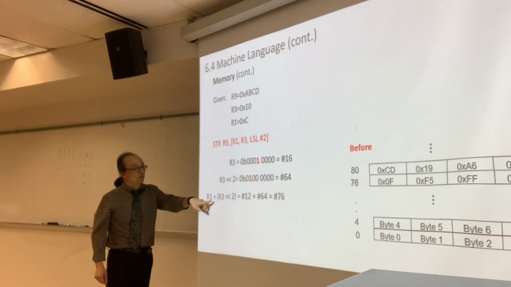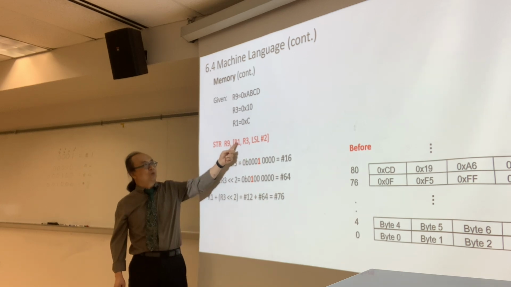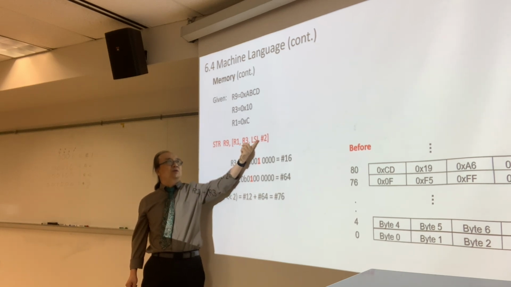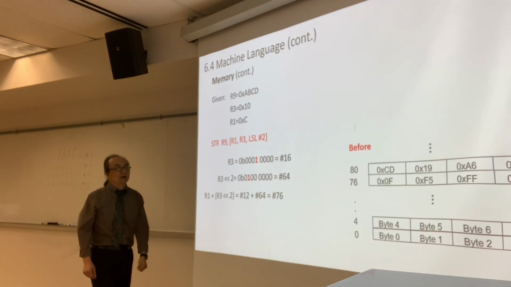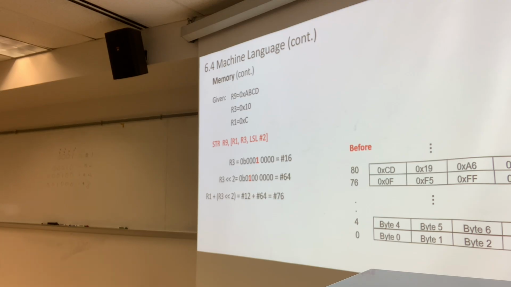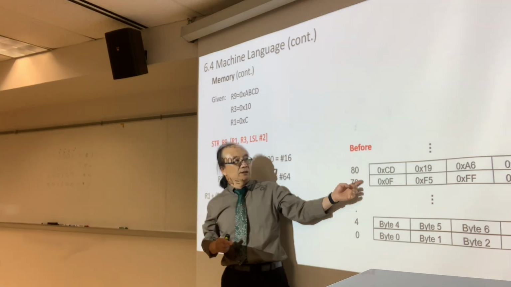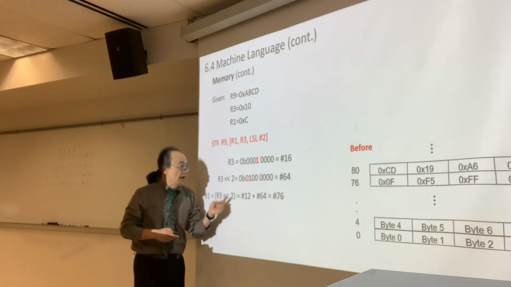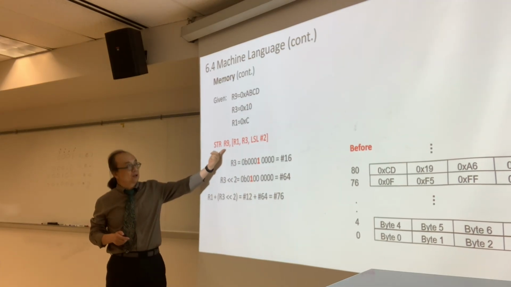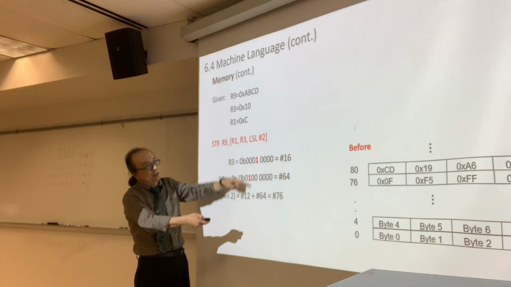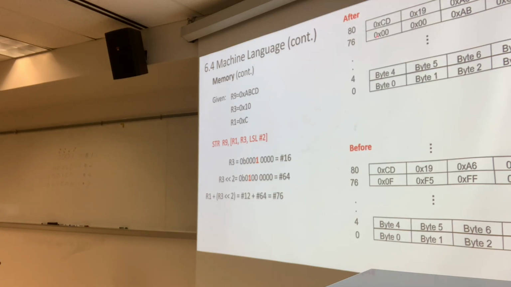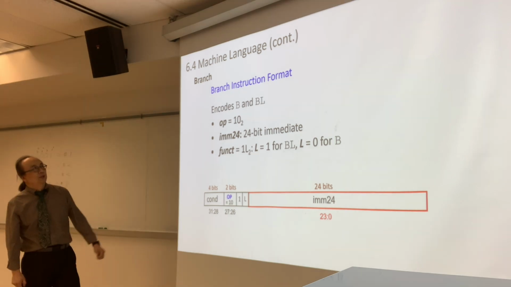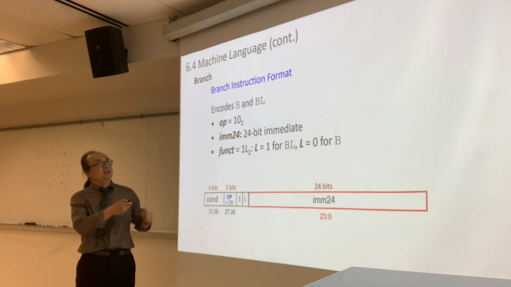So now we want to add R1 after we shift left by 2 the contents of R3, and we end up getting 76. So now we find the memory address as 76. What we do is as before, but after we execute this instruction, we're going to put R9 into 76. So the memory address 76 content is going to change to 0000ABCD.